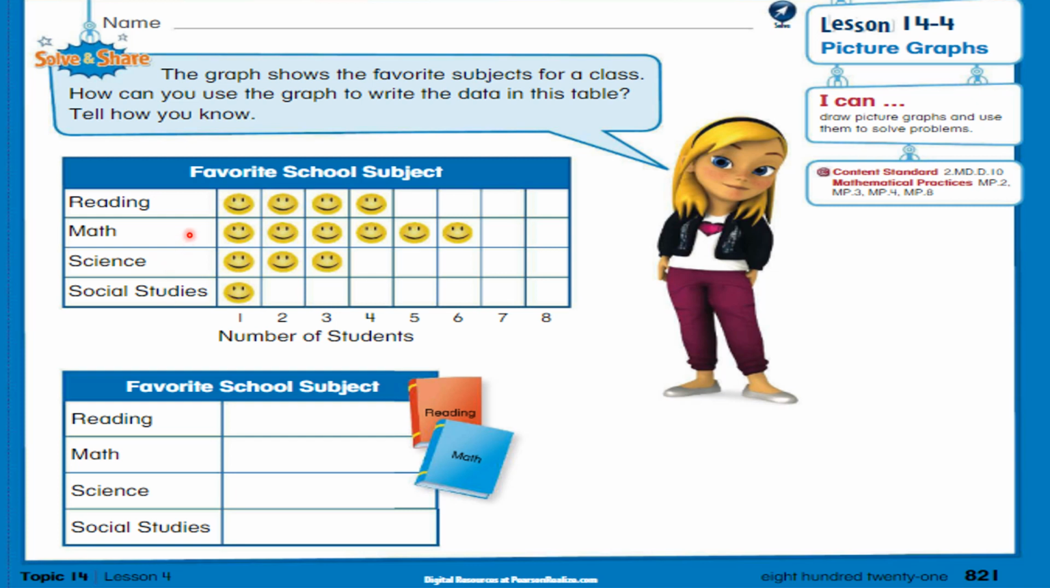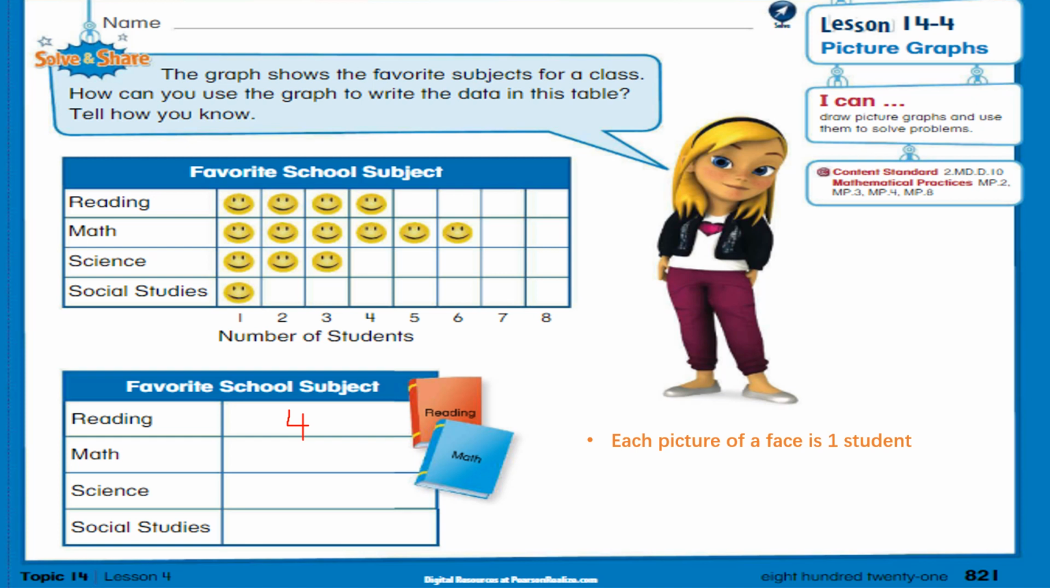Okay, so how many students like reading? How do we know? Excellent. Each picture of a face is one student. So 1, 2, 3, and 4. 4 students like reading. So I will write it in the table.